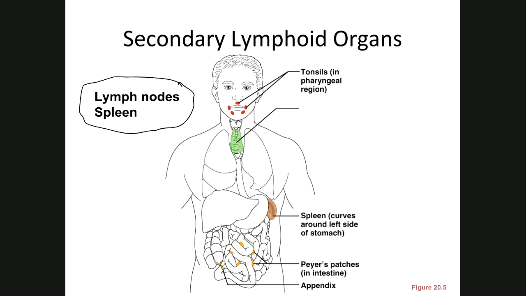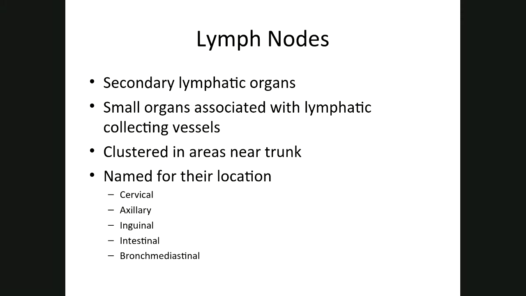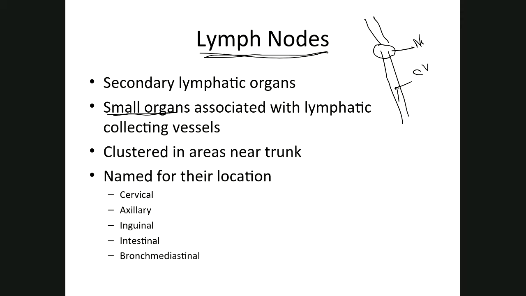So let's look at these. Let's look at lymph nodes first. Lymph nodes are very small little organs, and they're associated with the lymphatic collecting vessel. So here's a lymphatic collecting vessel, and the fluid is flowing through here. Well, every so often the fluid flows through a node. So a node is a little organ that the fluid is going to pass through. And when it goes through that node, we're going to clean it. We're going to get rid of anything that's not supposed to be there. We're going to sterilize it.